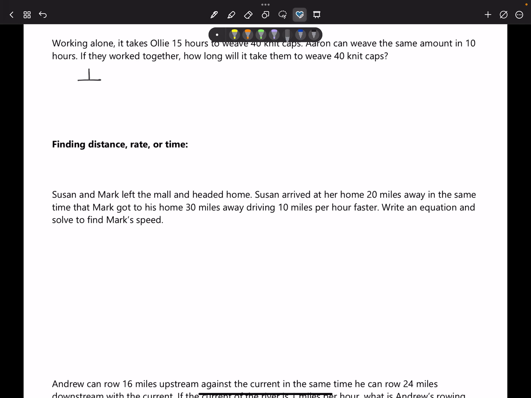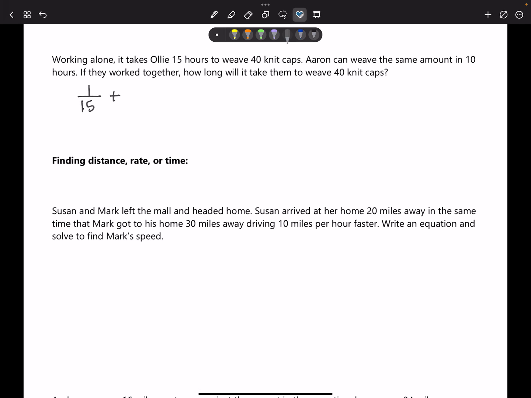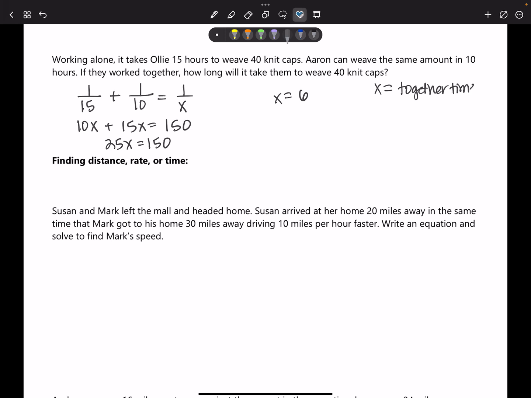1 over Ollie's time plus 1 over Aaron's time is equal to 1 over their together time. So that's going to be 10X plus 15X is equal to 150. So it's 25X is equal to 150, and X is going to equal 6. X was equal to their together time in hours. So 6 hours working together.